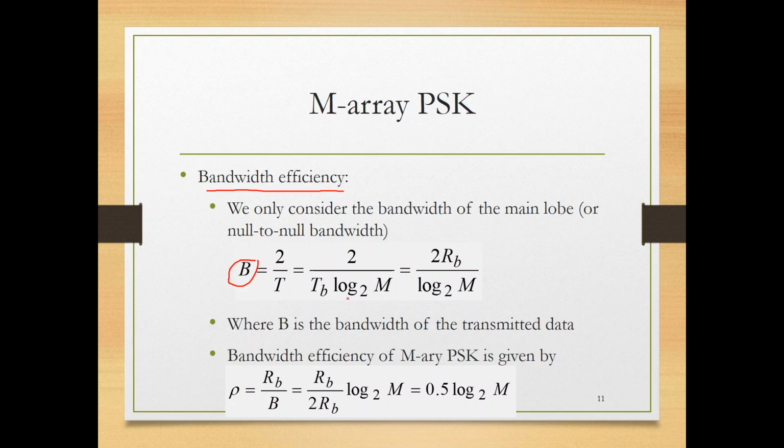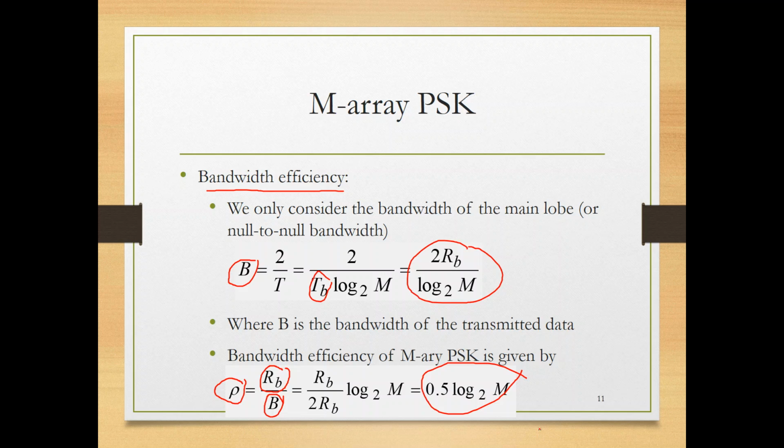Yes, because T is for symbol and Tb for bit. And Tb, you can take it from the denominator and put it in the numerator, and it becomes Rb, bit rate. Then the final value is 2 Rb over log 2 M, where B is the bandwidth of the transmitted data, and the bandwidth efficiency of M-ary phase shift keying can be given as follows. Rho is equal to the data rate you are transmitting over the bandwidth. What's the data rate? Rb. What's the bandwidth? We found it here. It's this value. You divide over it. The final result is half log 2 M.